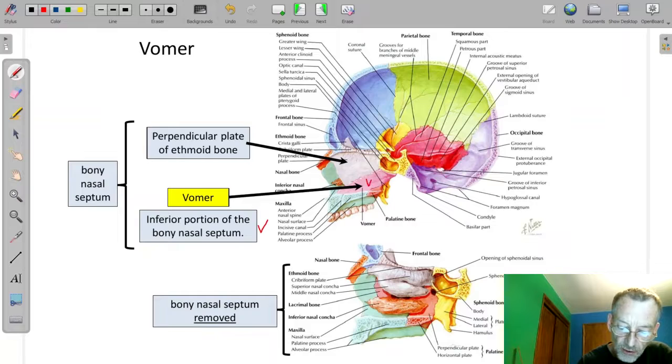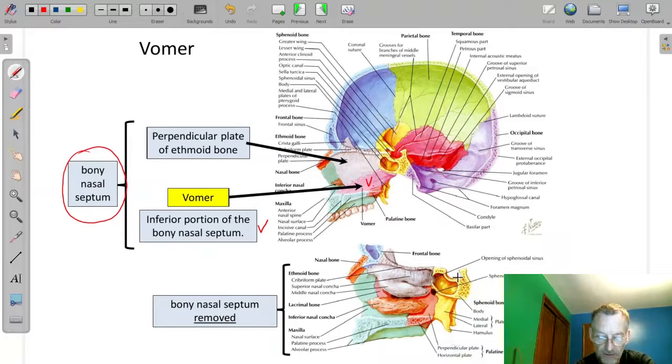So there is the vomer bone, and it articulates with the perpendicular plate of the ethmoid, forming that bony nasal septum. Bottom view again should look familiar. The bony nasal septum has been removed. And here is the inferior nasal concha again. And then you have these other features also of the ethmoid, superior and the middle nasal concha. So you start to see again features that we've already talked about. Okay, next slide.